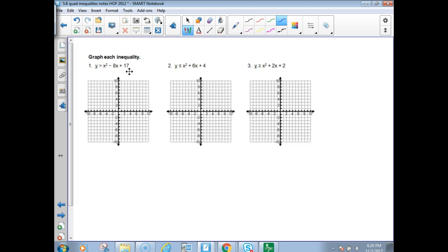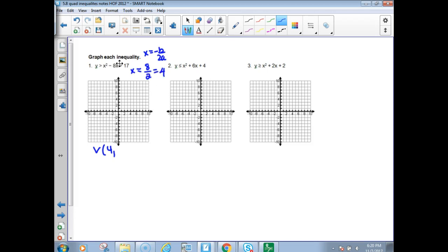So let's try one. First, we're going to graph this inequality. Our first step would be to use the fact that x equals the opposite of b over 2a, which is the axis of symmetry. So we've got an a of 1, a b of -8. So x equals the opposite of b, which is 8, over 2 times a, which is 2 times 1. So we get x equals 4. That gives us a vertex at 4 something and an axis of symmetry at x equals 4.